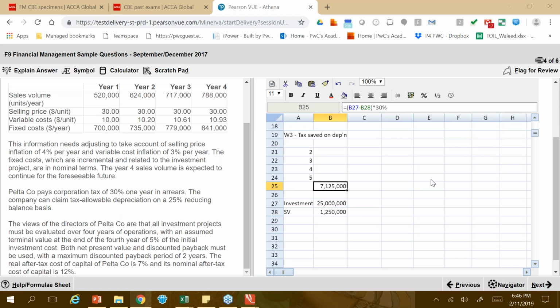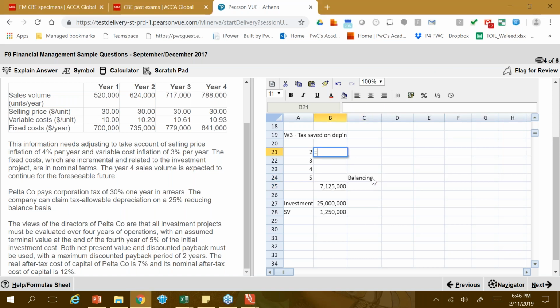Now, we need to split this into all these years. We know that last year is balancing. Start from here. The investment is 25 million. So let's take the B27 into the depreciation, which is 25%, and then into the tax rate, which is 30%. So investment, B27 into 25% into 30%. We've got our depreciation tax saving in year 2.